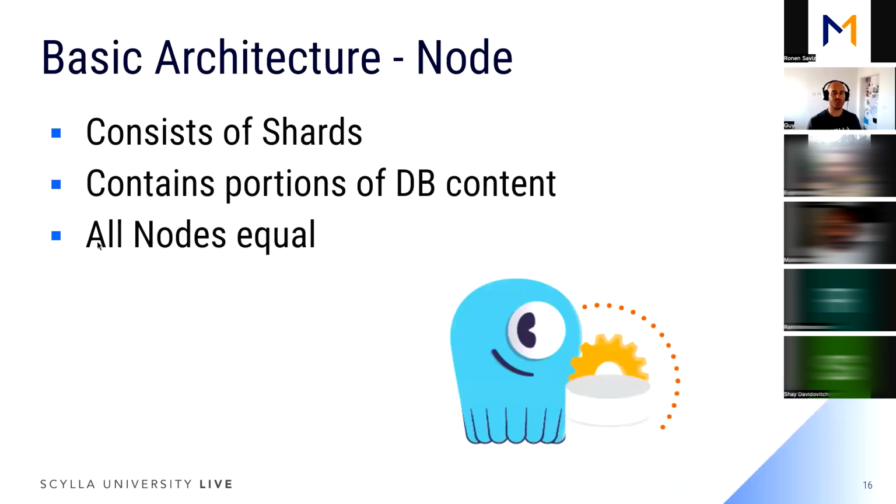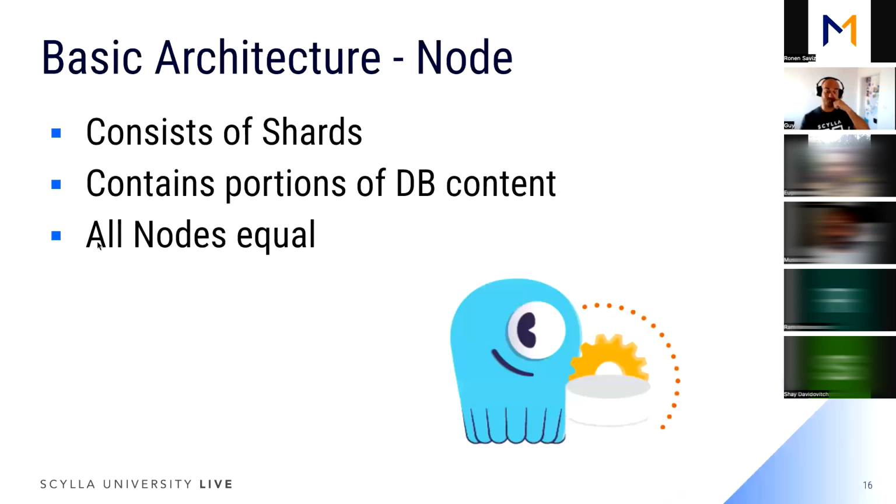So I kept saying a node. What is actually a node? A node is basically the database software, ScyllaDB in this case, running on a computer, on a server. That's a node. And a node in ScyllaDB consists of different shards. Shards are basically threads or hyperthreads or virtual CPUs, but I won't get into that. And each node in ScyllaDB contains a portion of the database content.